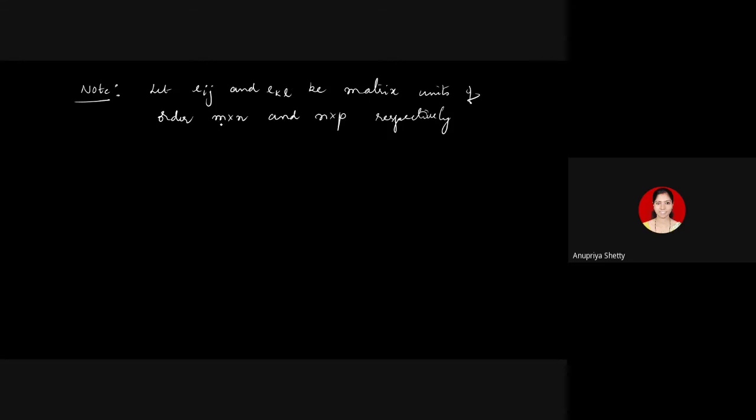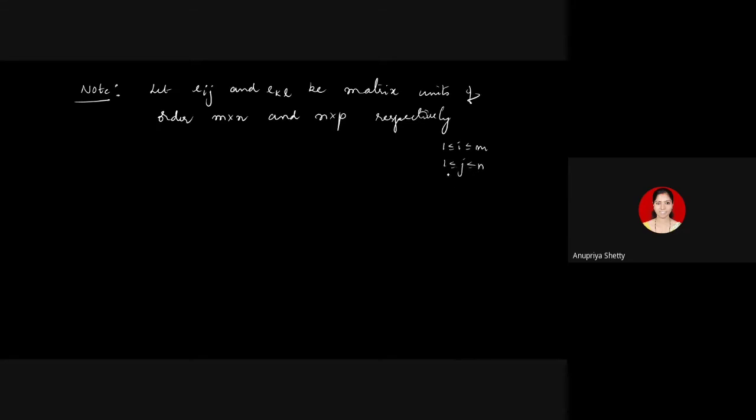So these numbers i and j should be within the orders. This i has to be between 1 and m, j has to be between 1 and n, because the second number is always the column index and the first number is the row index, right? So i can go at the maximum up to m, and j can go at the maximum up to n. Similarly, k can go up to n and l can go up to p. Keep that in mind. Maybe I can mention that here. i is from 1 to m. j is from 1 to n.